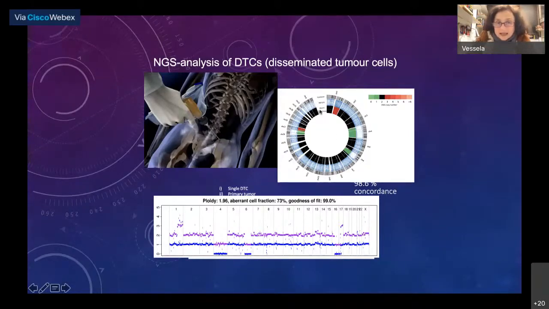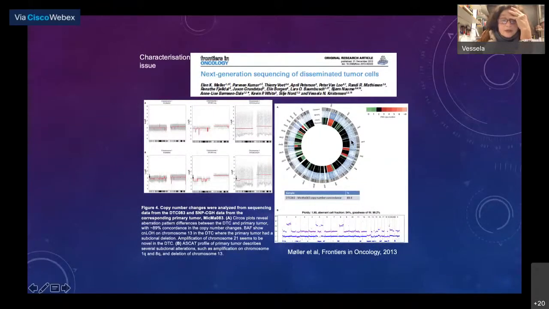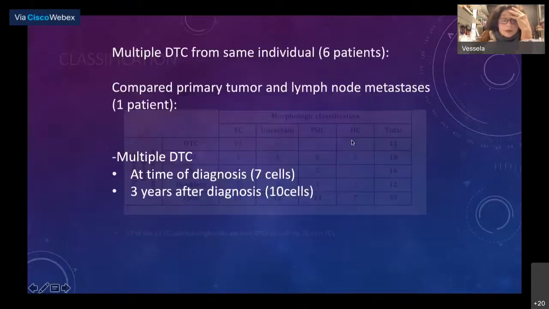So if we look at those in a way that we have the primary tumor, so we have sequenced the primary tumor, which was easy, there was a lot of DNA, but then we have also sequenced one such DTC. In this particular cell case, you can see that we see quite high concordance between what we see in the disseminated tumor cell and the tumor. It's 98.6 concordance. So what is deleted in the one is also deleted in the other. When we do this several times though, so this is how we publish that.